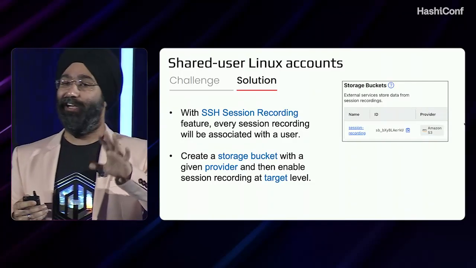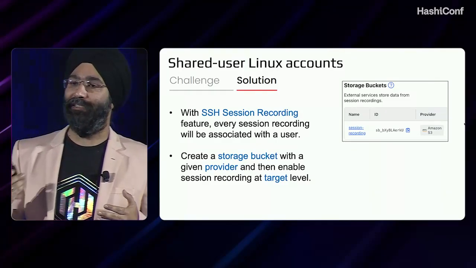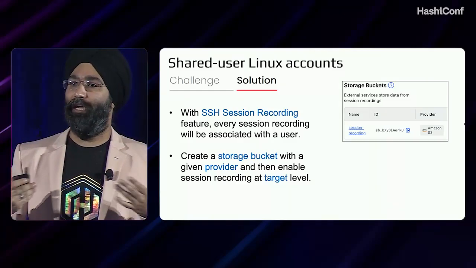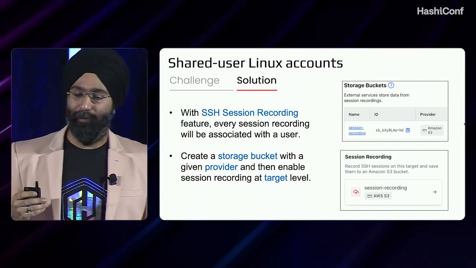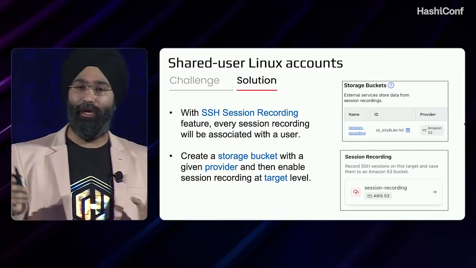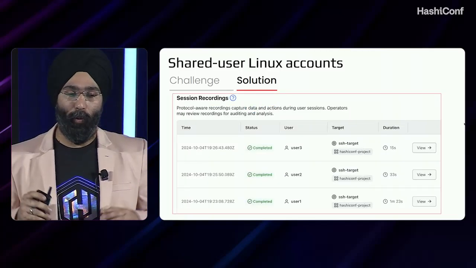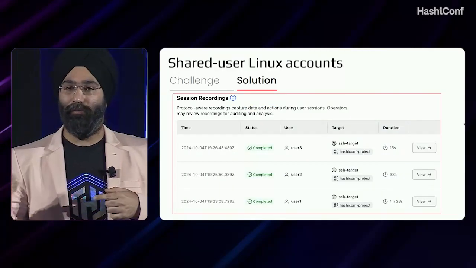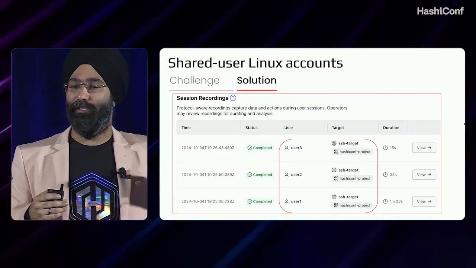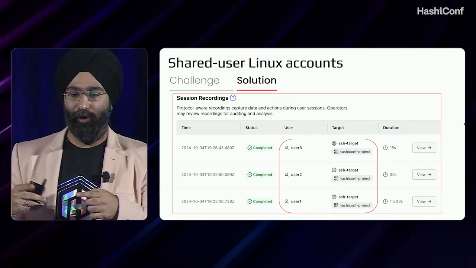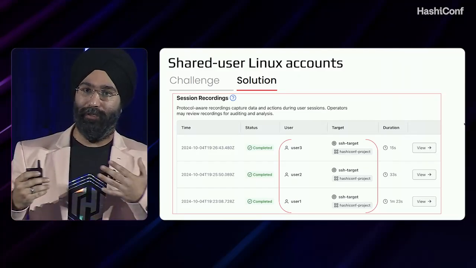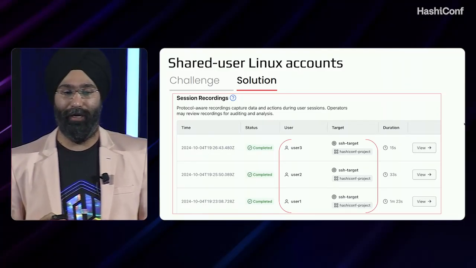First of all, we create a storage bucket. This storage bucket is created with a given provider. It can be Amazon S3 or it can be MinIO, which can be used with any S3-compatible storage, right? The second step after creating a storage bucket is to enable session recording at the target level. Once these two things are done, your configuration is complete. When the users start interacting with Boundary or start establishing sessions, you'll see when you go to the session recordings page, for every user, a session recording associated with it, and you can see all those sessions which have been executed on a target which had a shared user configured with it, right? So this solves your accountability and traceability issues as well.